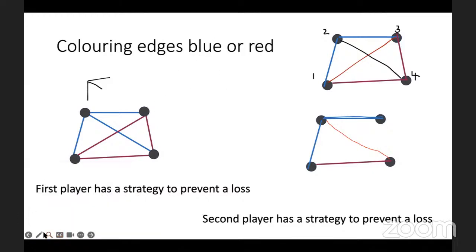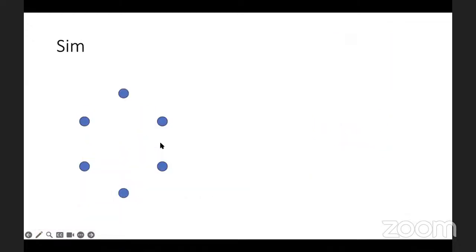Okay, so now let's get to the game we actually were supposed to be talking about, which is the game of Sim. This is on 6 vertices, and while Neil has a playable version, maybe we could just play it out. Yeah, I think we can just annotate here.